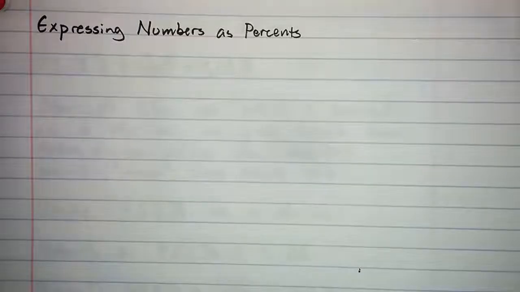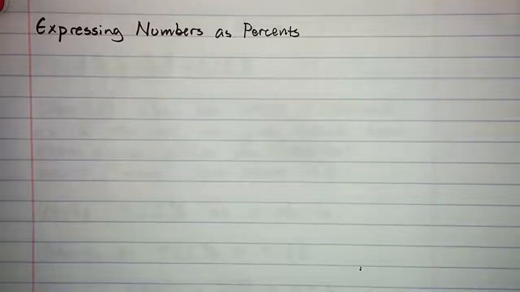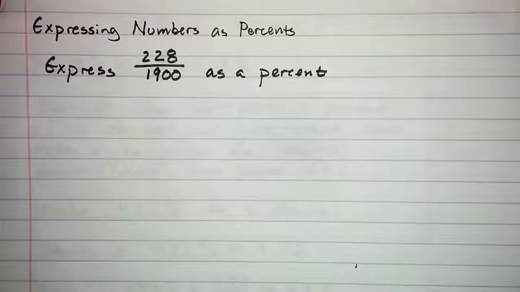It is often the case that we have some quantity given as an ordinary number, or especially as a fraction, that we would like to express as a percent. So let's say, for example, we want to express 228 out of 1900 as a percent.